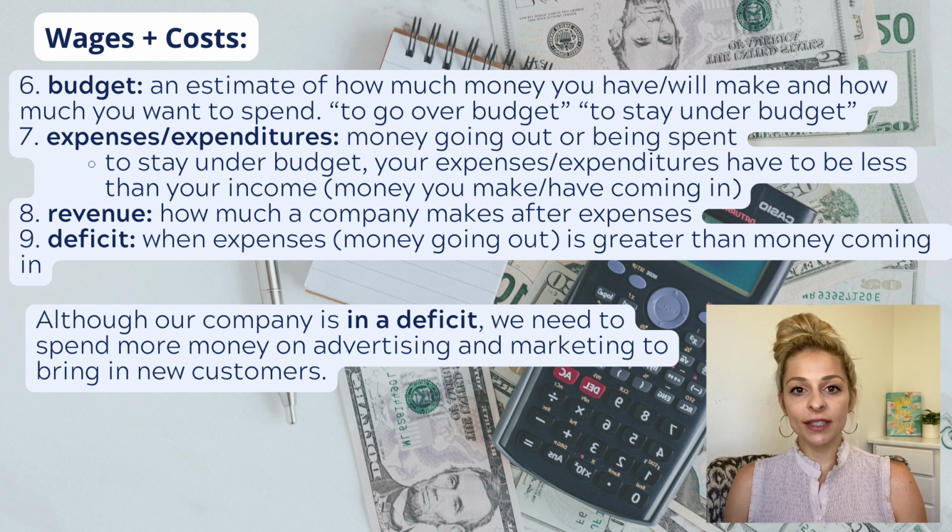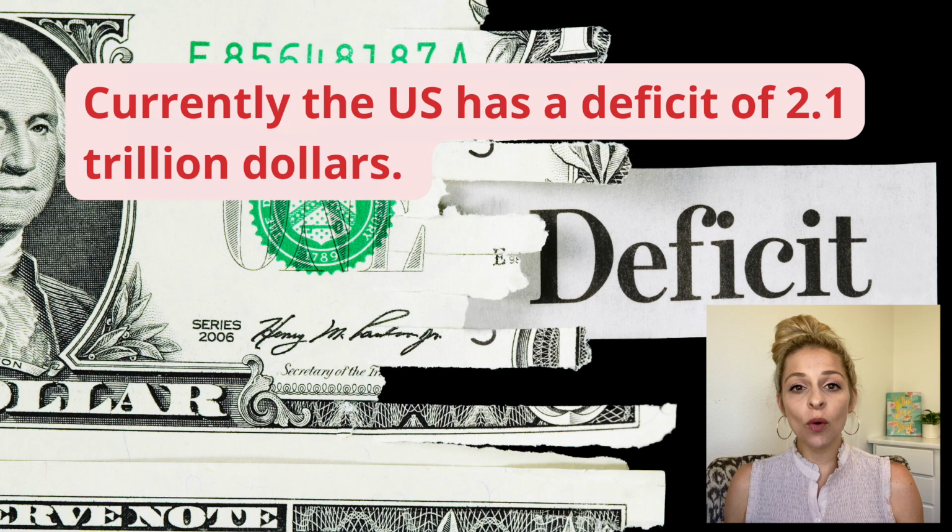You will also often see this word used to talk about government spending. Currently, the US has a deficit of $2.1 trillion. We are in debt by $2.1 trillion, which is a lot, but for various economic reasons, sometimes it makes sense to stay in a deficit, even though it is seen as a negative thing.